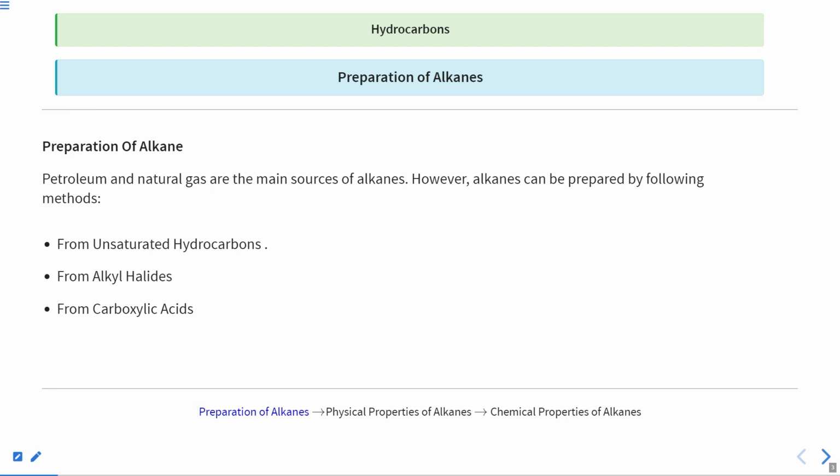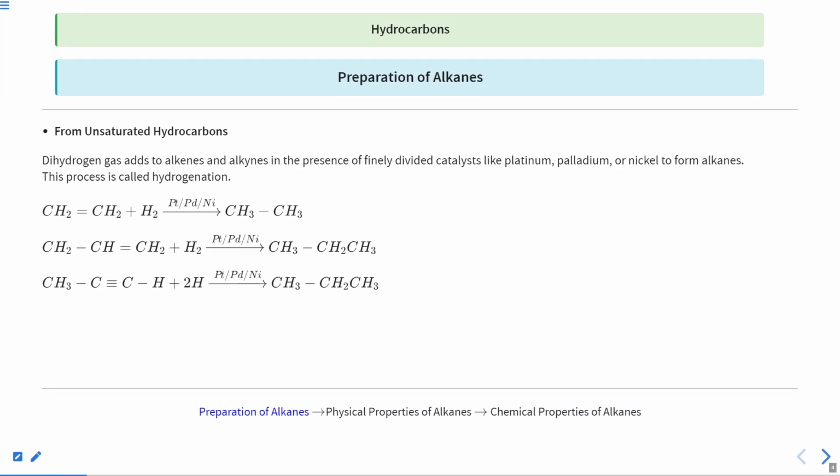The compounds from which we will derive alkanes are of three types. First we will derive it from unsaturated hydrocarbons, then from alkyl halides, and then from carboxylic acids. So first, from unsaturated hydrocarbons. What is an unsaturated hydrocarbon? If you remember, they are the hydrocarbons which contain a carbon-carbon triple bond or a carbon-carbon double bond. They are termed unsaturated hydrocarbons.